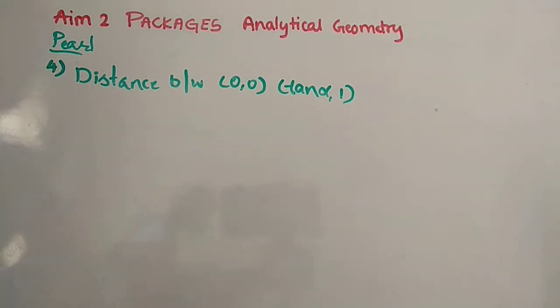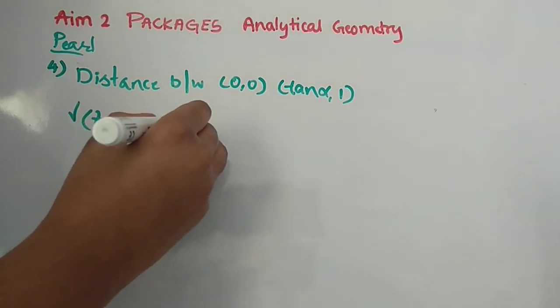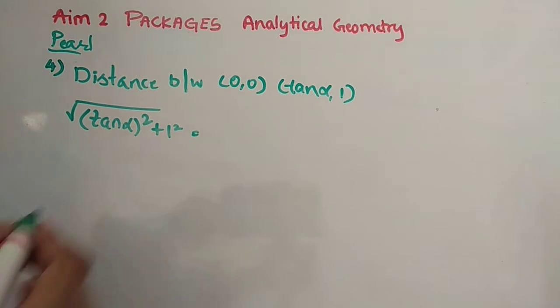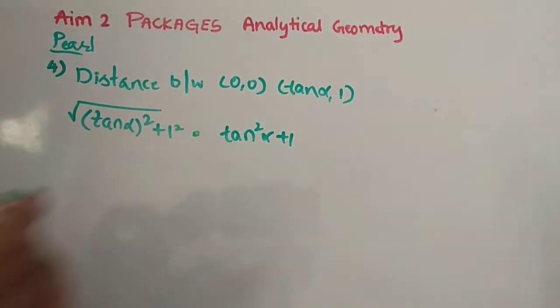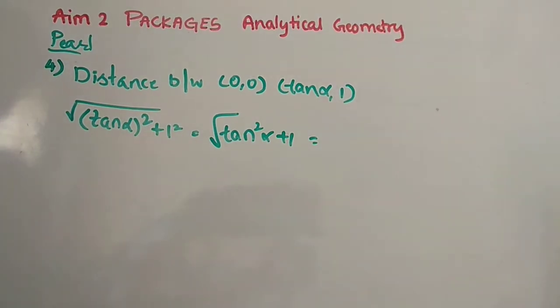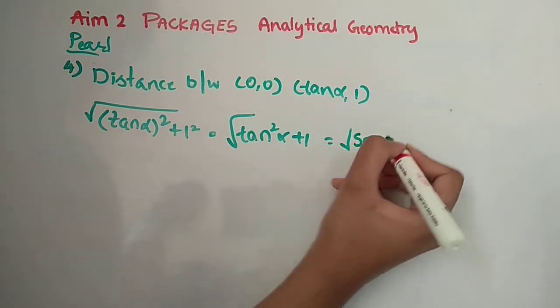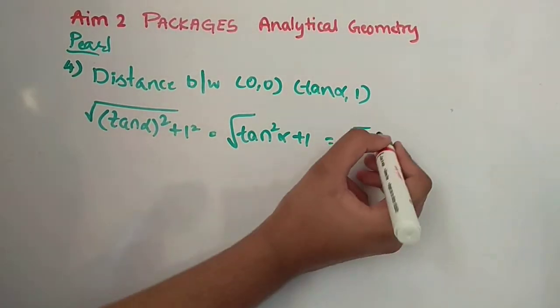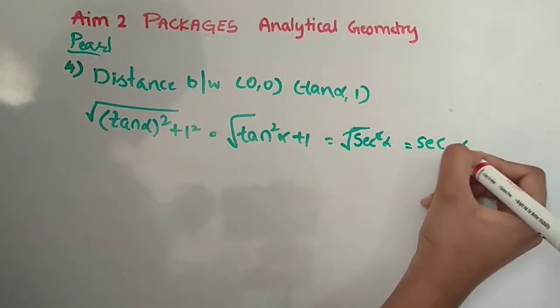In the same way, root over x2 minus x1 whole square plus y2 minus y1 whole square. So with 0, 0 we can easily write it simply as root of tan alpha whole square plus 1 square, right? Then this is going to be root of tan square alpha plus 1. You remember these identities from trigonometry? This will be equal to secant square alpha. So now the square and root cancel. So the answer is secant alpha, option B.